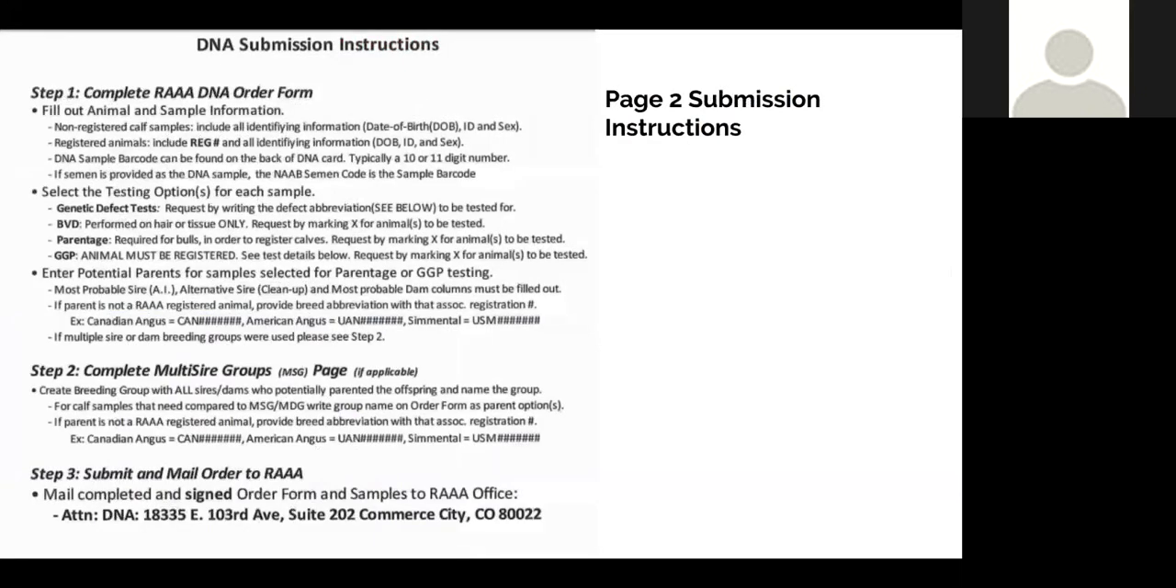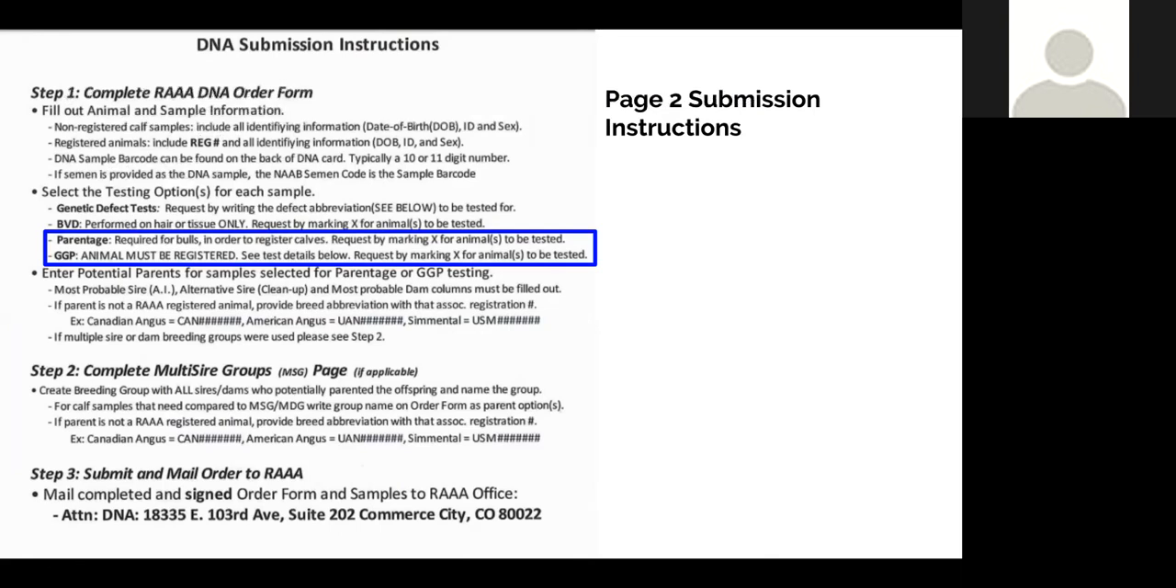Page 2 is going to be the submission instructions. I have broken this page up into two separate slides because there's so much information and I wanted to make sure I cover everything that I feel like you should know. So first up, parentage. It is required for all bulls, so any of your sires, and then also for your donor dams. So make sure that, if you don't have DNA on file, you get that on file with us.